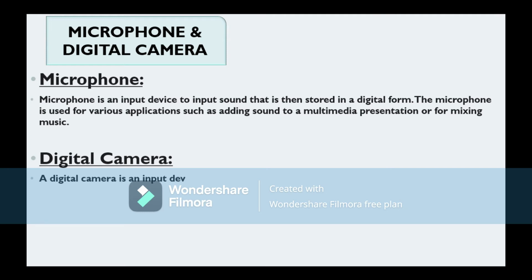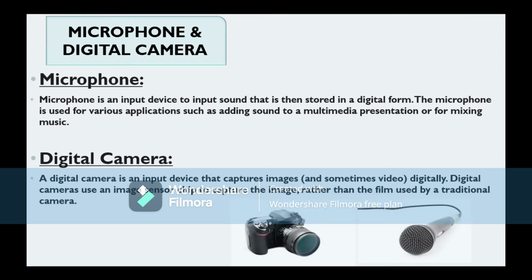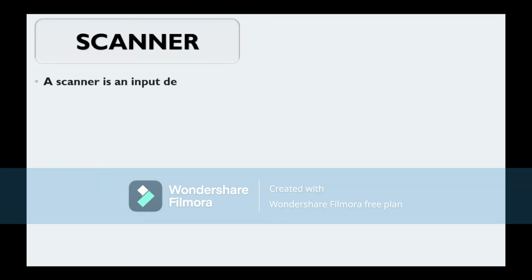And there is a digital camera. A digital camera is an input device that captures images and sometimes videos. Digital cameras use an image sensor chip to capture the image rather than the film used by traditional cameras. And there's the scanner, which is the last one.